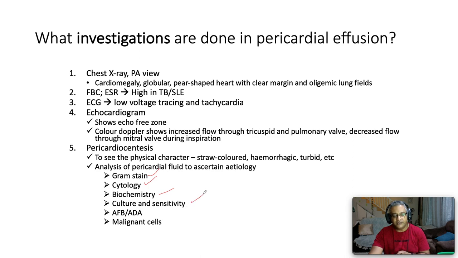Culture and sensitivity, send it off for acid-fast bacilli, or adenosine deaminase, ADA, which if above 40 would speak to TB, and malignant cells as well. So send it off for cytology.